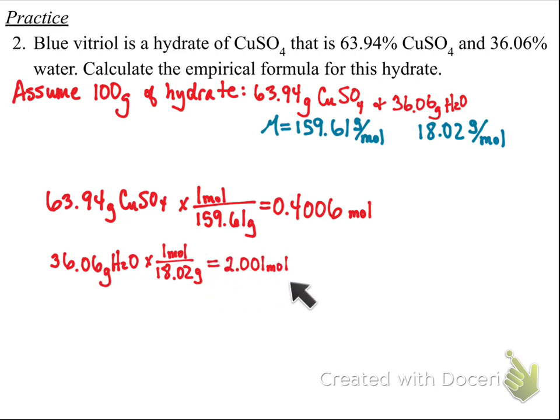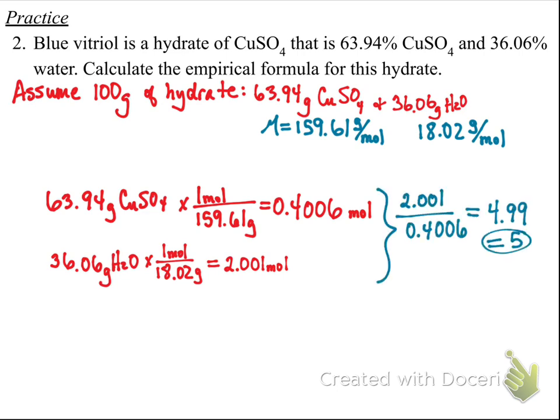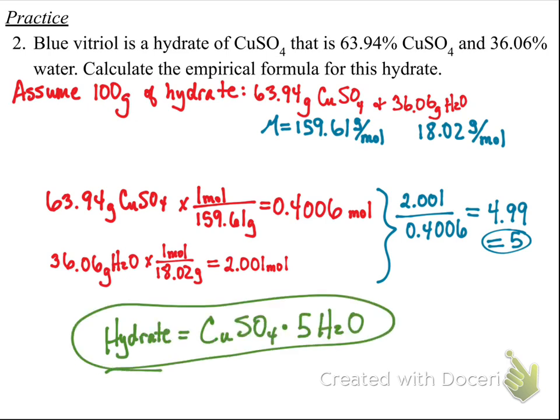And again, moles of water is going to be bigger, so we're going to divide both of them by the smaller number to get X. So it's going to be 2.001, which is the moles of water, divided by the smaller number, and that gives us 4.99, which rounds to 5. So the formula of the hydrate is copper sulfate with 5 waters trapped inside. So X is 5 here. And if we're going to write the name of that, it would be copper 2 sulfate pentahydrate.